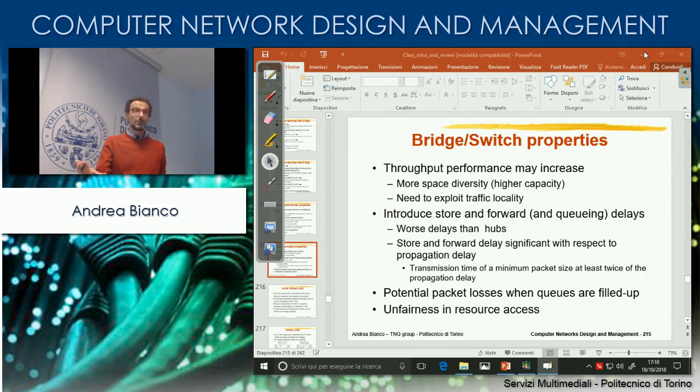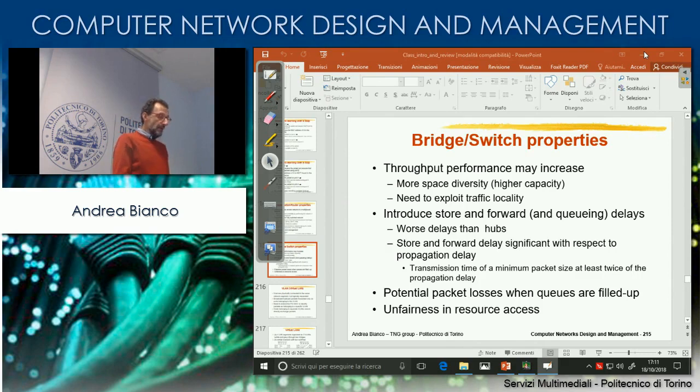And we are neglecting the queuing, because this is multiplied by the number of packets that you find in the queue. Okay? So in general, the additional delay is not negligible, it's significant. Clear? With respect to the single LAN case in which you have only the propagation. And it's also written there, actually. The transmission time of a minimum packet size is at least twice the propagation delay, and typically we generate large packets, not small ones.